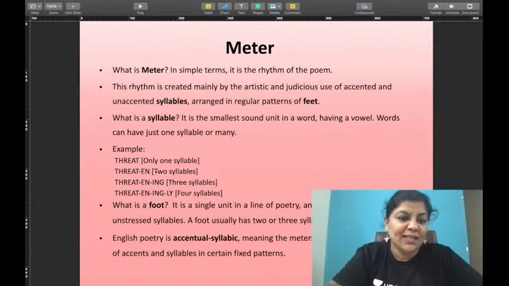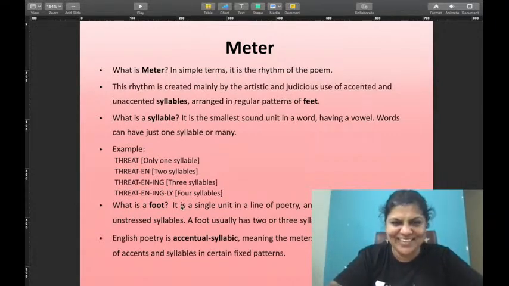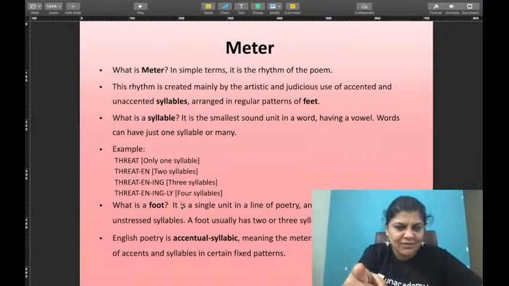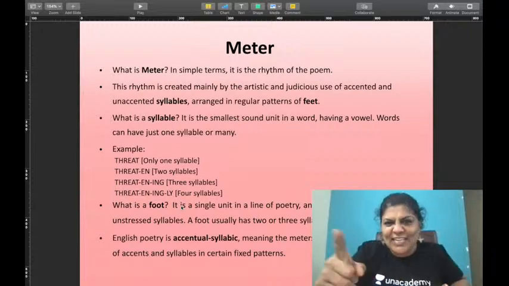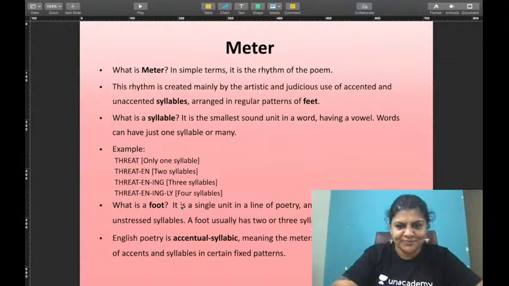Threat, one syllable. Threaten, two syllables. Threatening, three syllables. Threateningly, four syllables. Did you understand? Threat. Threaten. Threatening. Threateningly.